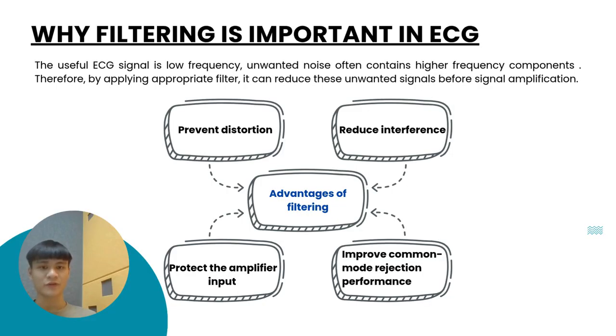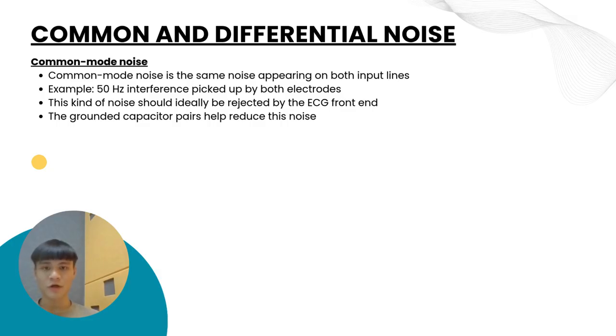So that's why filtering is so critical in an ECG system. The useful ECG signal naturally operates at low frequency, whereas the unwanted noise usually contains much higher frequency components. Therefore, by applying an appropriate filter, we can successfully reduce those unwanted signals before the signal reaches the amplification stage. The core advantages of filtering include preventing signal distortion, significantly reducing interference, protecting the amplifier input, and improving the common mode rejection performance. So before we go to the filter, let's break down the two main types of noise that we will filter.